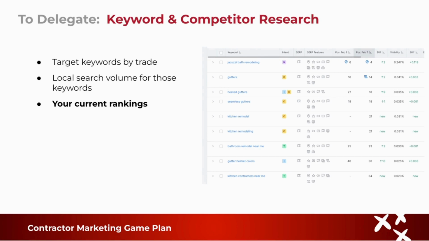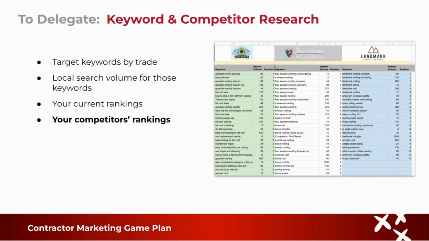So in the screenshot you see here, let's say jacuzzi bath remodeling is a keyword that you've targeted in your service area. Well, you want to know how you rank for it and whether or not those rankings are going up and down. This is something you can delegate, and someone on your team should be reporting this to you at a regular interval. Your competitors' rankings.